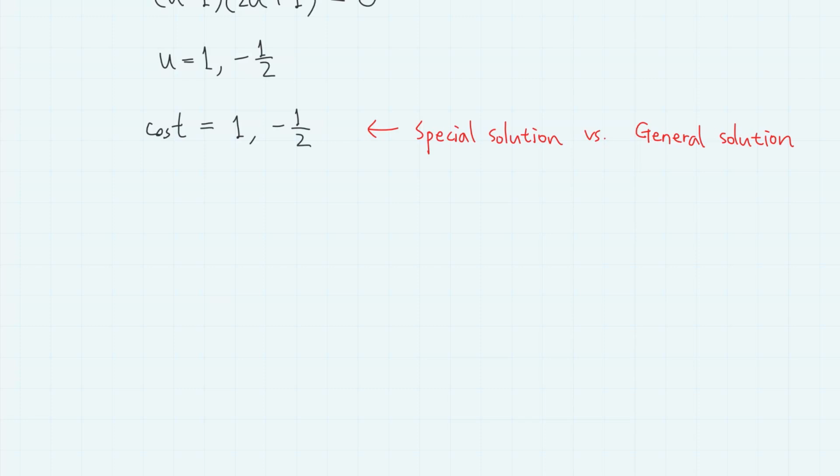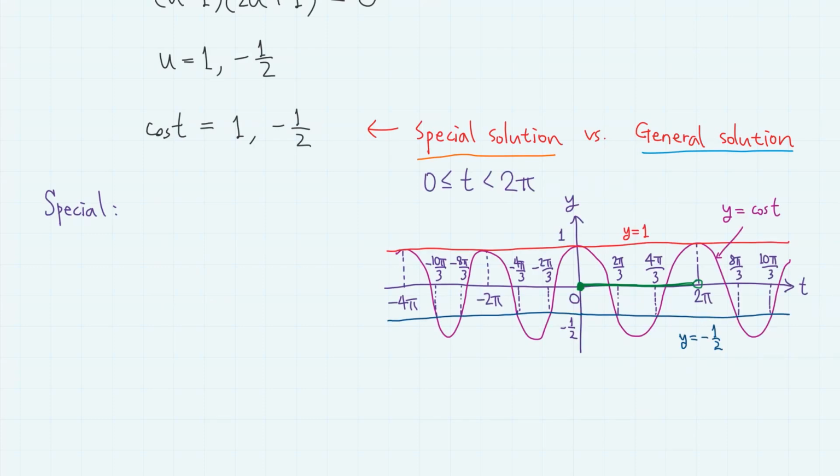And this is the part where we have to think about the so-called general solution to the trigonometric equation. We can obtain the general solution using the special solutions in a certain interval. Let us think about special solutions on the interval t greater than or equal to 0 and less than 2 pi. From the graph of a cosine function, we can easily find out that the special solutions are, for cosine t equals 1, t equals 0, and for cosine t equals negative 1 half, 2 pi over 3 and 4 pi over 3.